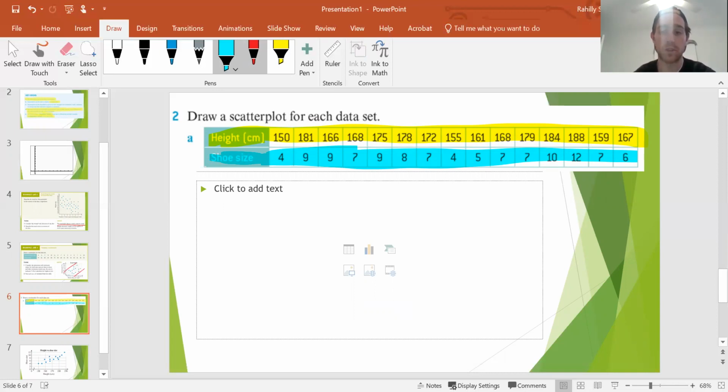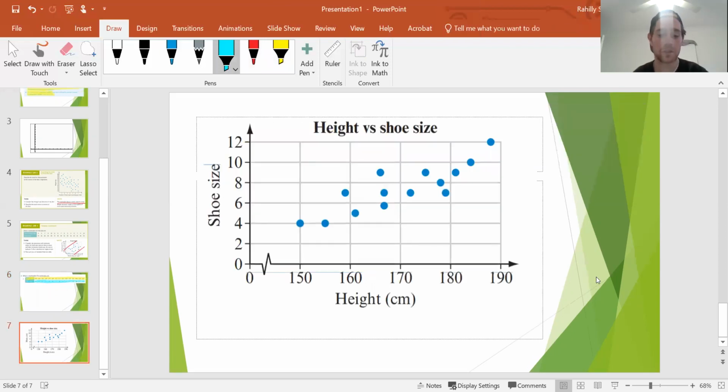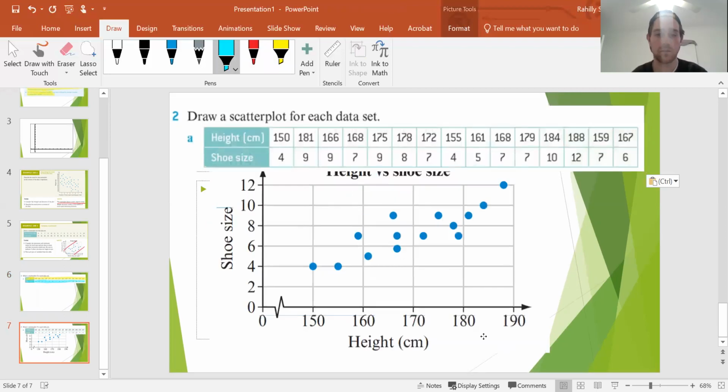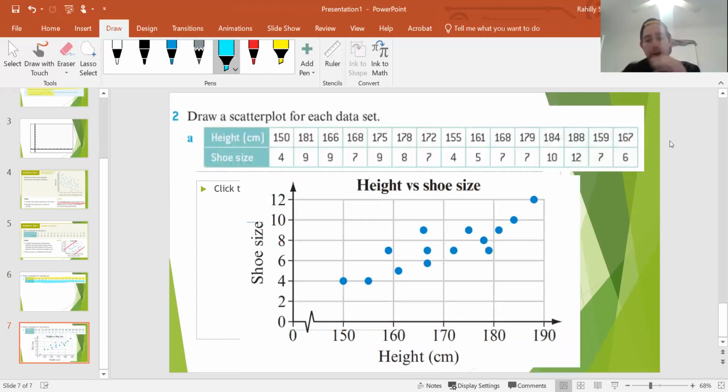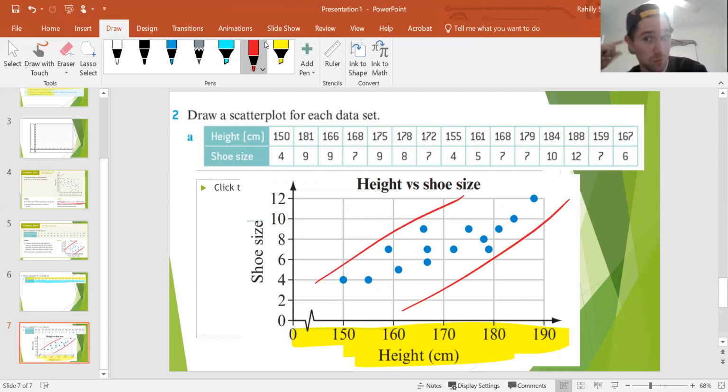I might just quickly copy this. Copy it, and then I'll put it in here. Okay, so now we've got the table and the data and the answer. They've put their height down the bottom and their shoe size up the side. Again, you can look at that and you would go, we've got a positive, and that would be pretty strong because it's all pretty close together. So positive, strong.